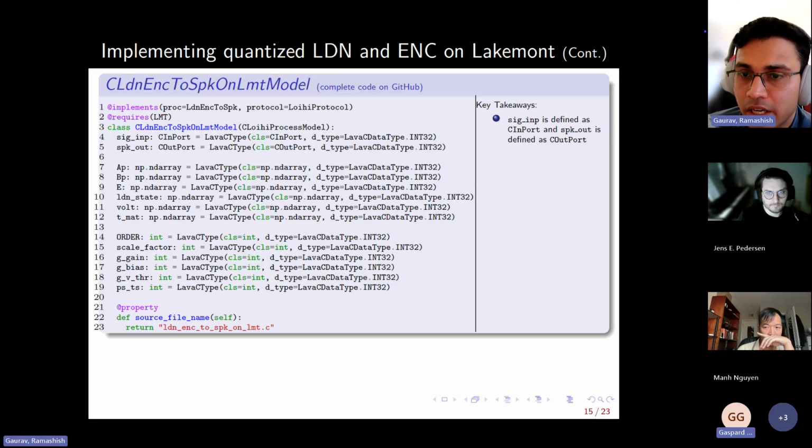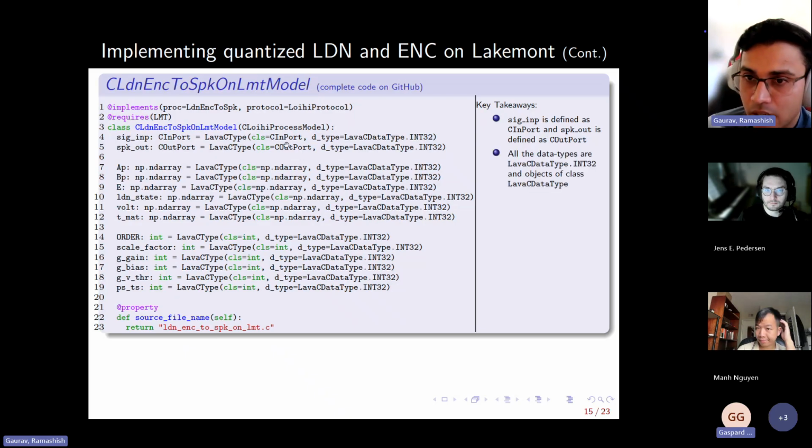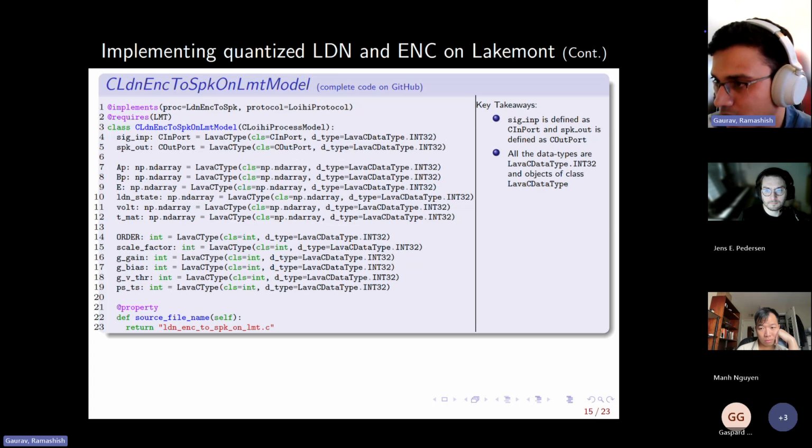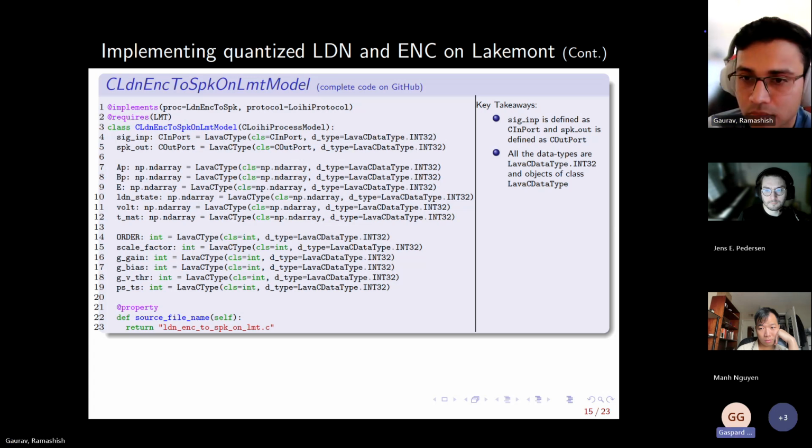Great. Coming to the key takeaways, the signal input is defined as a C in port, and SPK output is defined as a C out port here. And all the data types here, as you can see, are of type Lava C data type dot integer 32. That is just quantized integer 32 operations.